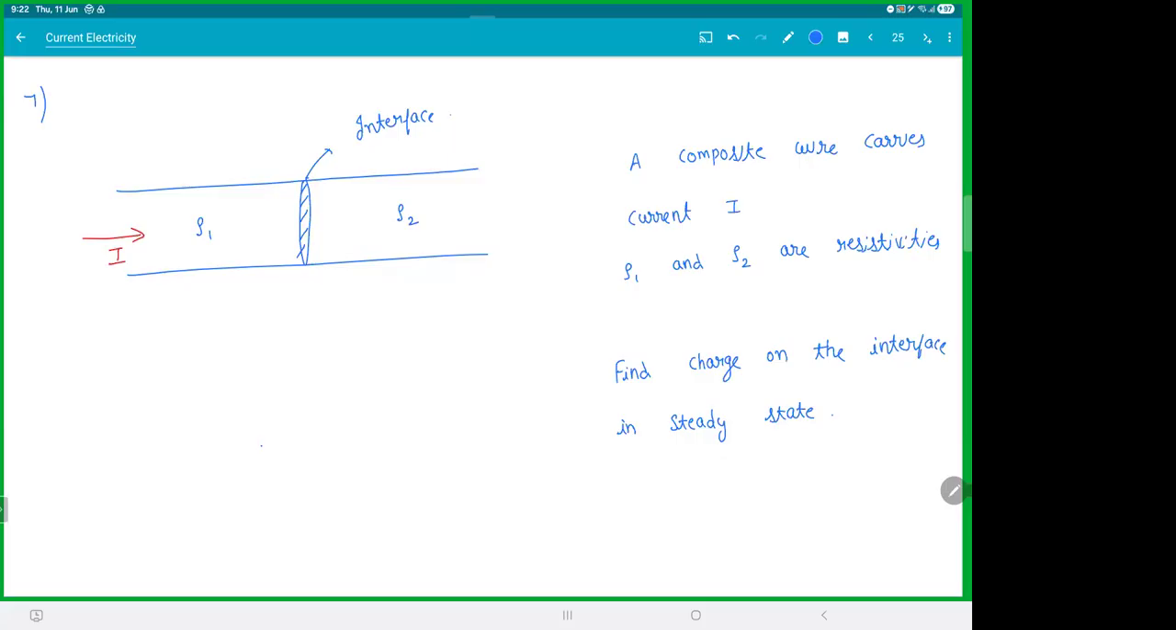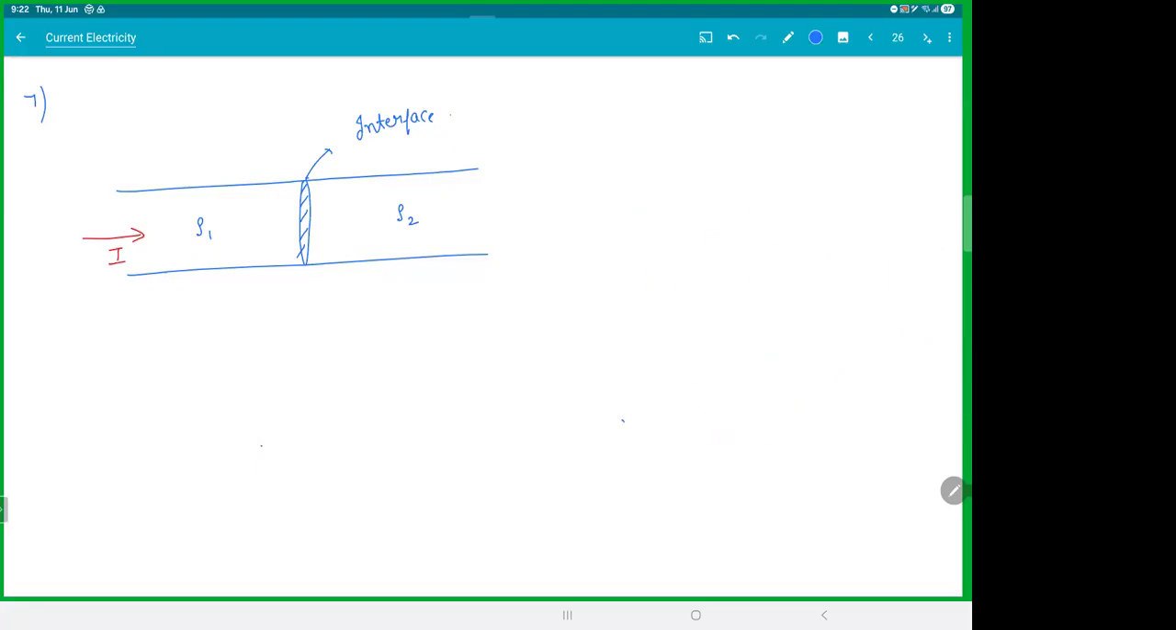Okay, let's see. Now, when I saw this question for the first time, the first feeling was like, what the hell? You're giving current and rho, and you're asking for charge. What the hell is this question? That happens for 10 seconds, and then you calm down and say, okay, there is a way to do this, so let's figure it out.